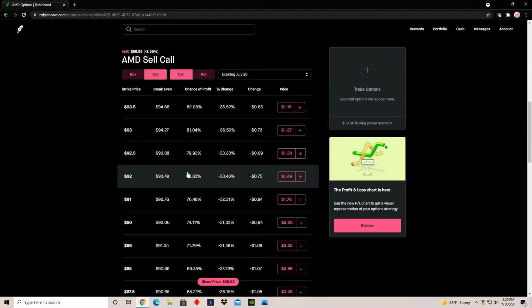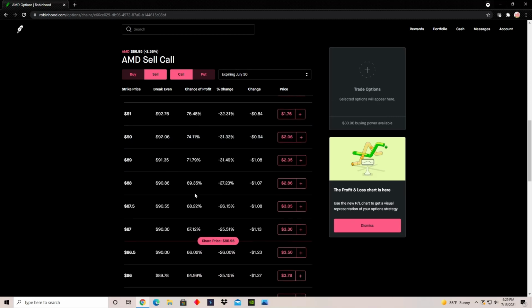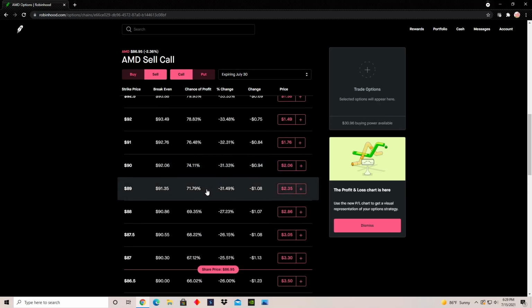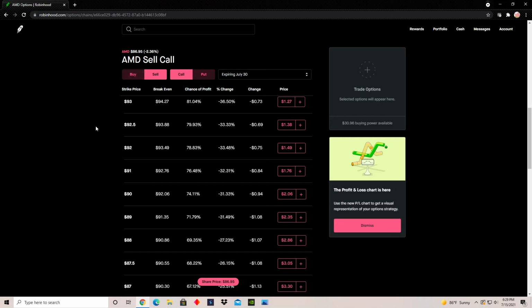But it's still worth your investment, because in the event that the share price doesn't rise above 90, you would basically just get paid extra premium to hold on to AMD. So it's basically free money.